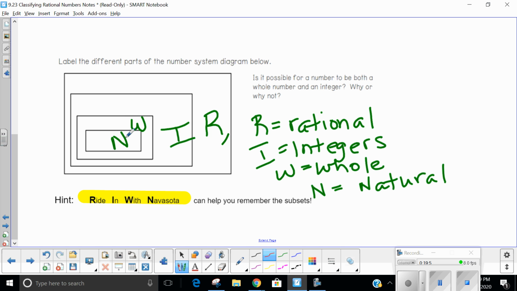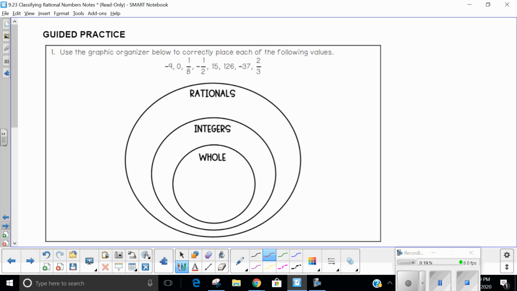Okay, so you have to keep track of these labels, because you might get some diagrams and be asked to identify them. So let's look at this one quickly. So for example, use the graphic organizer below to correctly place each of the following values. Okay, so we know rational numbers includes fractions and decimals. So let's come up here and let's find everything that looks like a fraction or a decimal. So we have 1/8. So I'm going to go ahead and cross that off, and I'm going to put that here because it's a rational number.